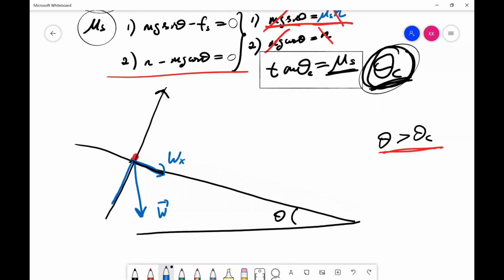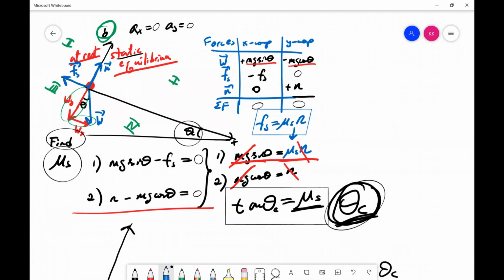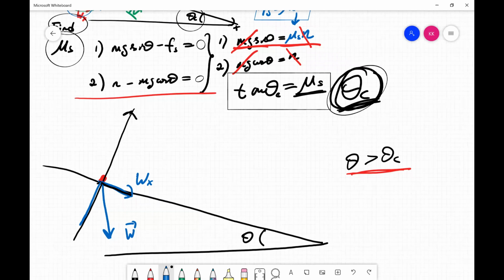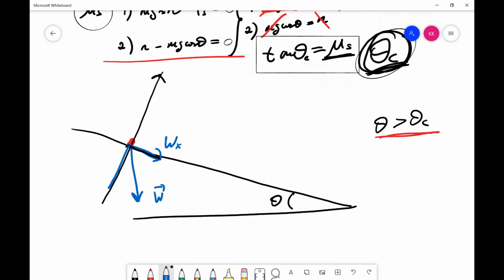And we had this over there too, right? This guy is still there too. So this is the x component of gravity. But in the first part, when it was in static equilibrium, the x component of gravity and the static friction force were equal to one another. Here they're not. That means gravity has an x component that is stronger than static friction, so the object starts sliding down.